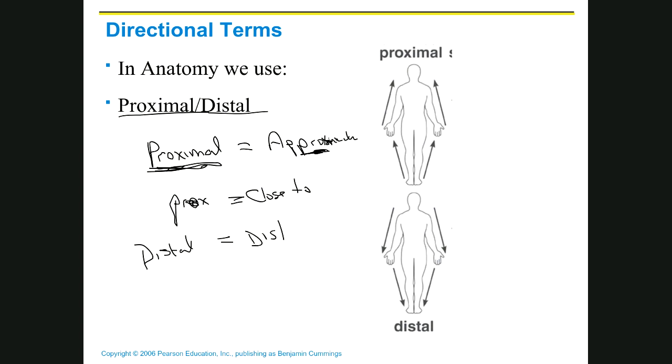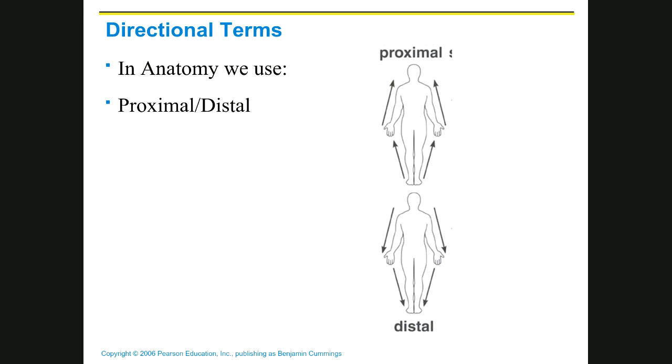So if I say something is distant, what do I mean? It's far. That's right. It's away from. So dist means far from. And so now all we have to decide is what we're talking about. Close to what? Far from what?